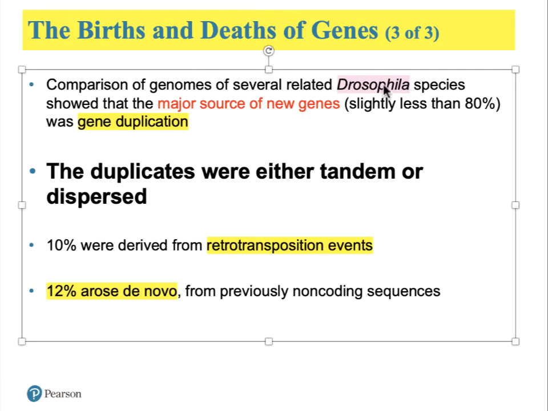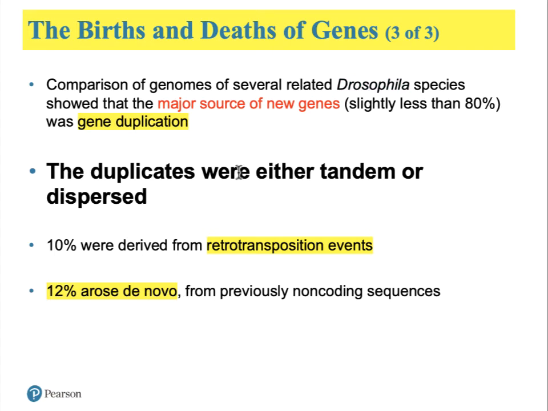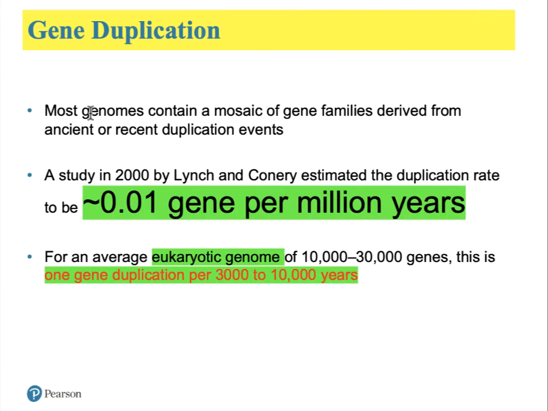According to data from Drosophila species experiments, the major source of new genes, slightly less than 80% in this case, was gene duplication. The driving force for these gene duplications was in some cases about 10% of the time due to retrotransposition, and in about 12% of the cases they arose de novo from non-coding sequences that turned into genes. These duplicated genes were found either in tandem or dispersed throughout the genome. Most genomes contain a mosaic of gene families derived from ancient or recent duplication events.